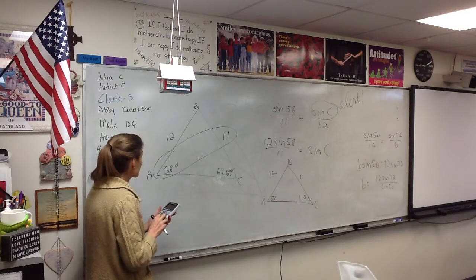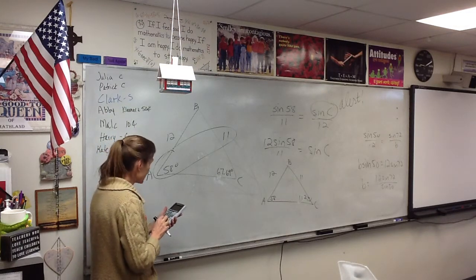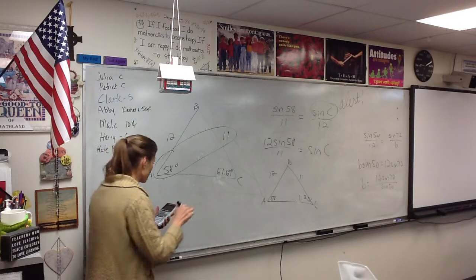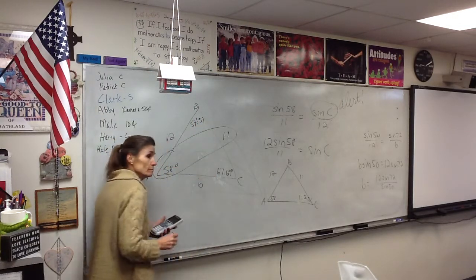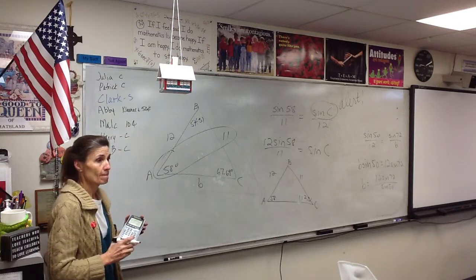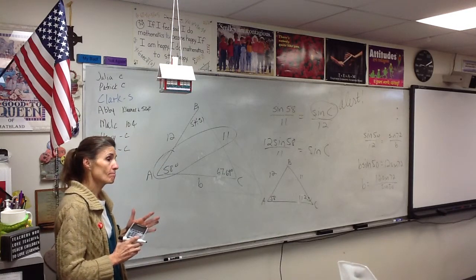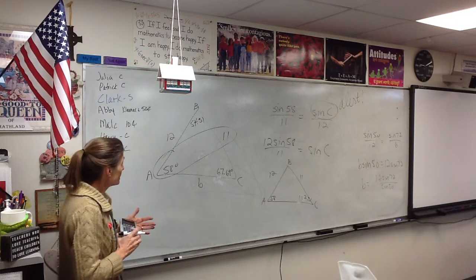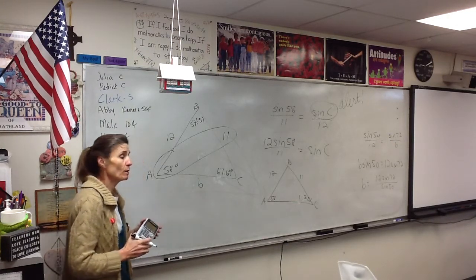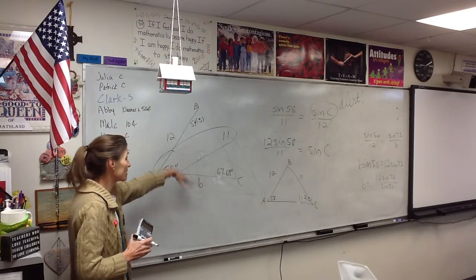Yes, Mrs. Ford, you can find that by simply subtracting the other two from 180. So it's 54.31. Now, how do I find side B? What am I going to do to find side B? That's the only thing left.